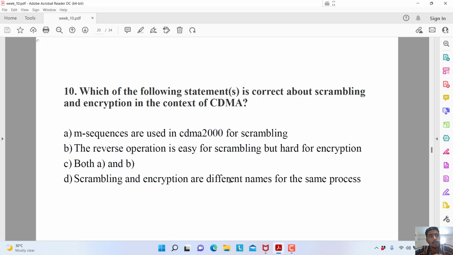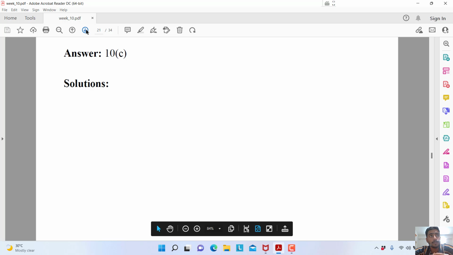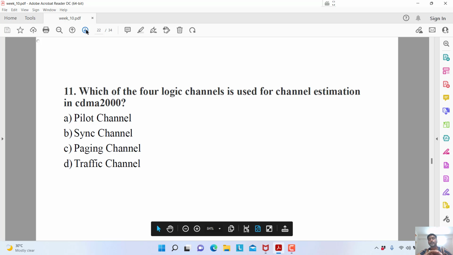The answer is the C part. Because the reverse operation is easy for scrambling but hard for encryption, B is right. M sequences are used in CDMA scrambling, which is also true. So C is true. And D, scrambling and encryption are different names for the same process, is wrong. Both processes are very different.